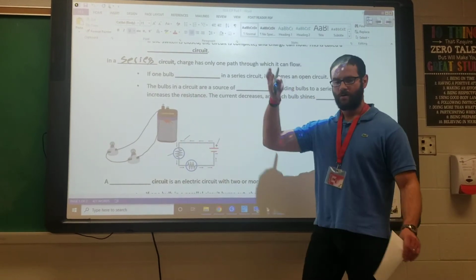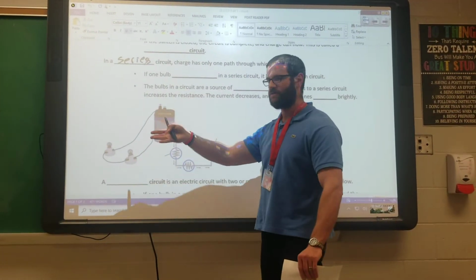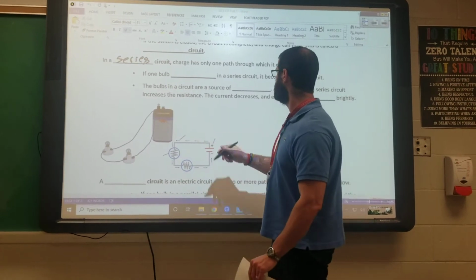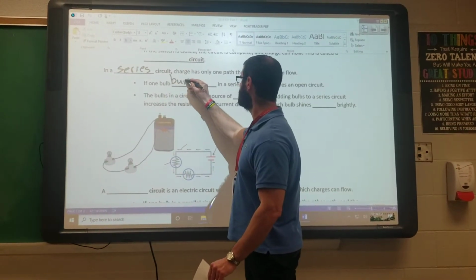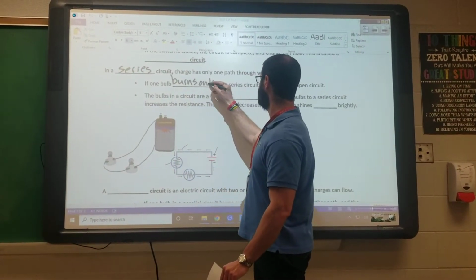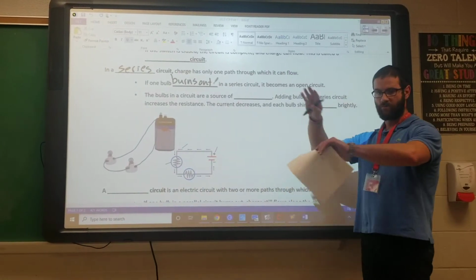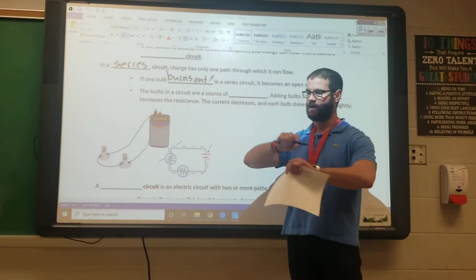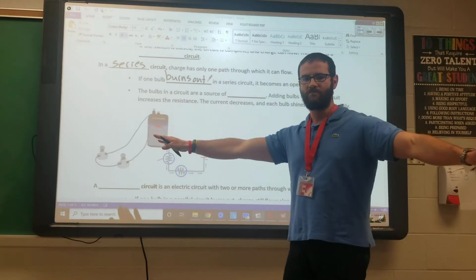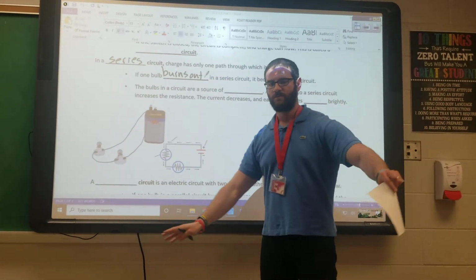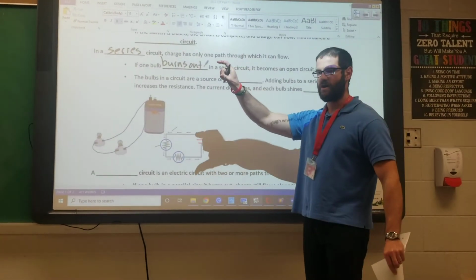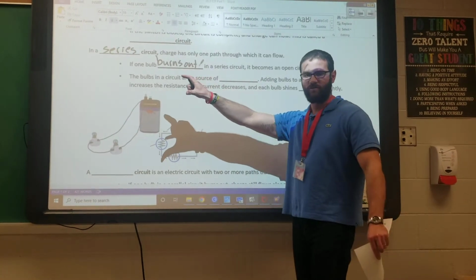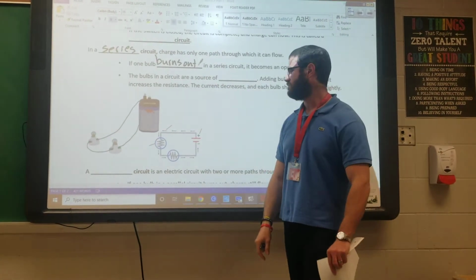If we have bulbs in a series circuit, and one bulb burns out, it breaks the circuit, it opens the circuit, and guess what happens to all the other bulbs? They go out too, because there's no longer a closed path. It breaks the circuit. There's no longer a closed path for the current to flow through.